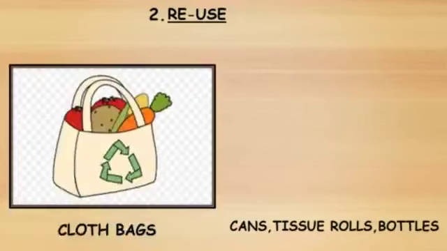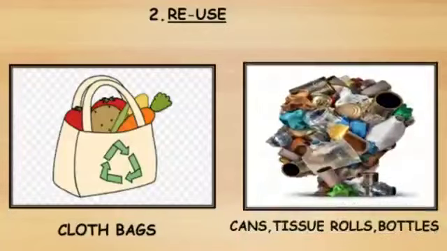Now we shall be studying the second R, that is reuse. But what do we mean by reuse? Reuse means that we can use the same things again and again. For example, cloth bags can be reused again in place of plastic bags. Cans, tissue rolls and bottles also can be reused.